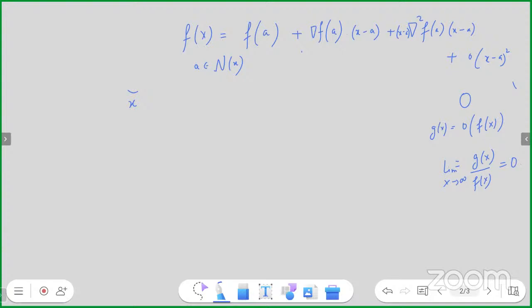So the whole thing is greater than or equal to f of a plus gradient f of a dotted with x minus a. And so we can remove that term. So we get x minus a transpose times the Hessian times x minus a, plus o of x minus a whole square, is greater than or equal to zero.